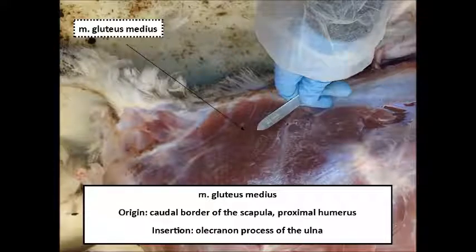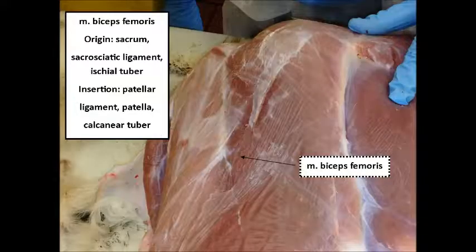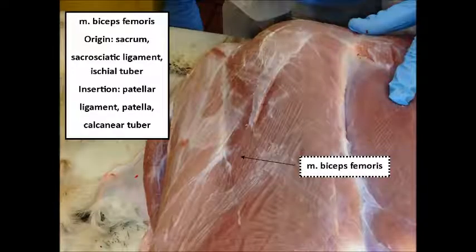The gluteus medius muscle originates in the caudal border of the scapula and the proximal humerus and inserts in the olecranon process of the ulna. This allows for the extension of the hip. The biceps femoris muscle originates in the sacrum, the sacroiliac ligament, and ischial tuber and inserts in the patellar ligament, patella, and calcaneal tuber. This muscle provides multiple movements such as the extension of the hip and stifle and the flexion of the stifle and extension of the hock.